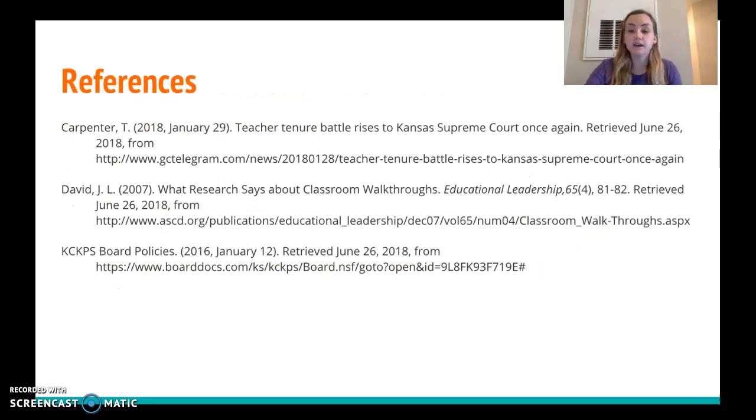The references that I've laid out on this slide, the first one is just information about Kansas tenure. The second is what I mentioned during my talk here about classroom walkthroughs, which we used during a module in class. And then finally, the third is the board policies, which I use as an example.